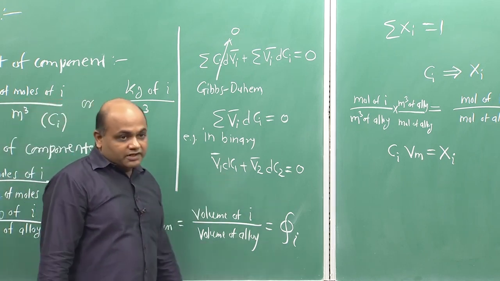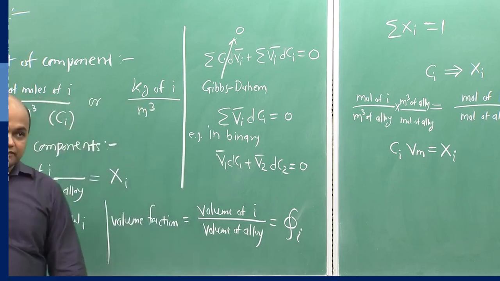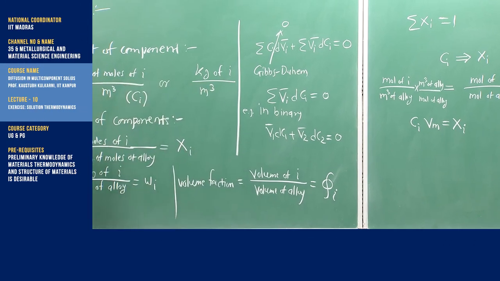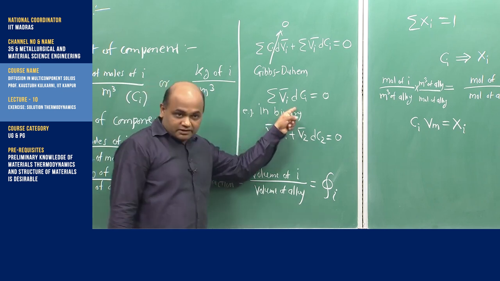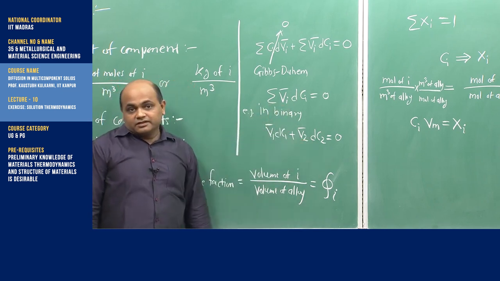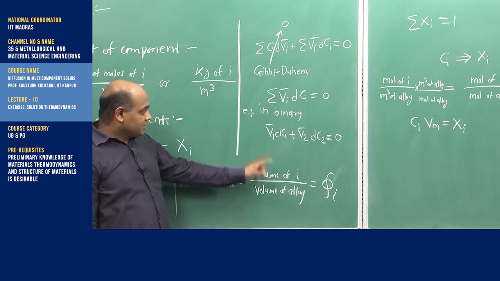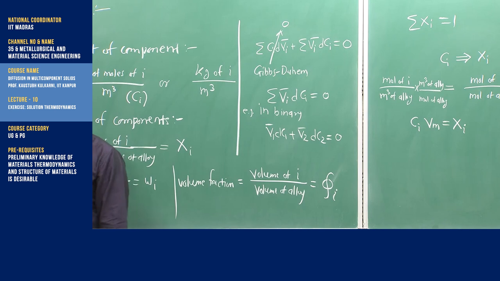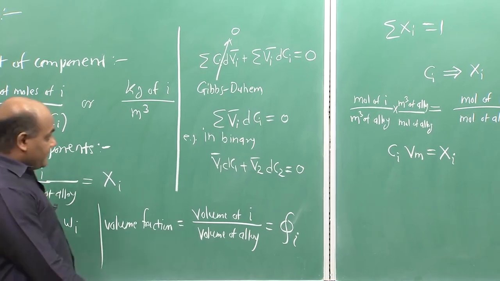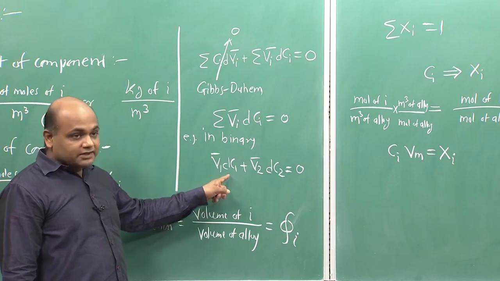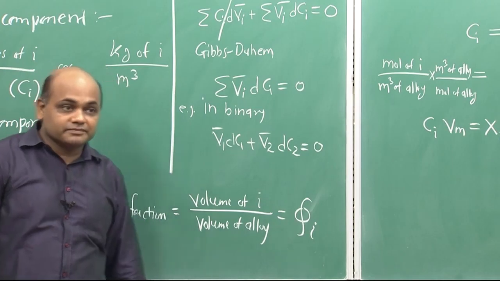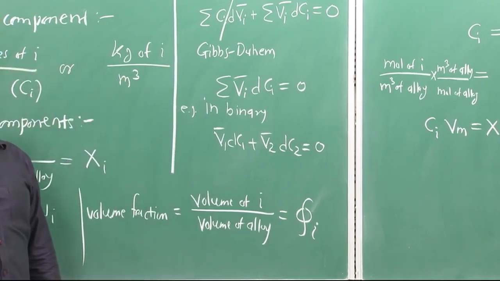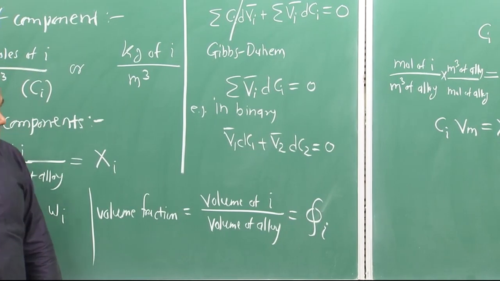So, this is an important relation which we will use later on when we develop methodologies for analysis of diffusion and diffusion couples. And there is another point here: when we analyze the diffusion in terms of concentration gradients, only one of the gradients is independent, the other one is dependent, if we know the partial molar volumes. Okay. So, we will stop here for today.